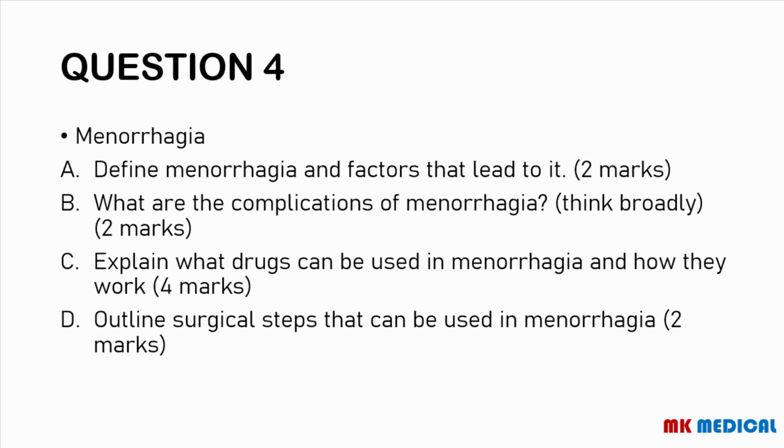Then part D, outline the surgical steps that can be used in management of menorrhagia. So we can perform dilatation and curettage. This is often indicated in women that have heavy bleeding, and this heavy bleeding is leading to hemodynamic instability. Then you may do endometrial ablation, which is used as an alternative to hysterectomy when you have these other medical modalities that have failed, and if you have no other contraindications to its use.